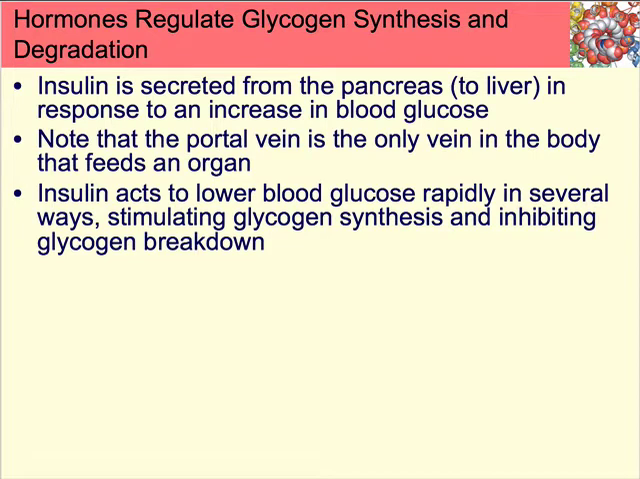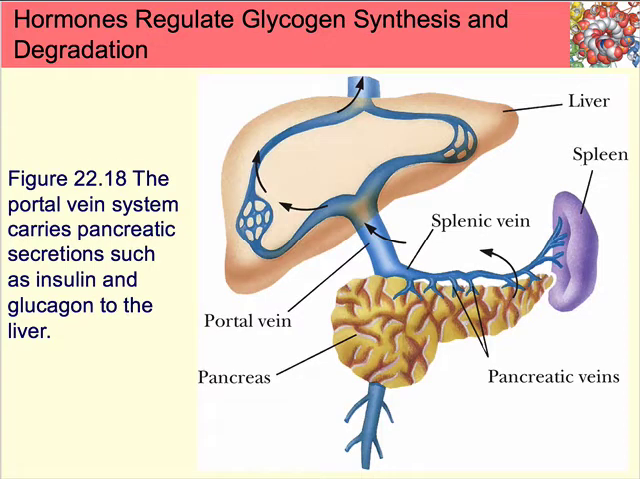Insulin is secreted from the pancreas, goes to the liver in response to an increase in blood glucose. And it goes via what's called the portal vein, which turns out to be the only vein in the body that feeds an organ. Insulin acts to lower blood glucose rapidly in several ways, stimulating glycogen synthesis and inhibiting glycogen breakdown. This shows the location of the portal vein. It runs from the pancreas to the liver, and again, it's the only vein in the body that feeds an organ.